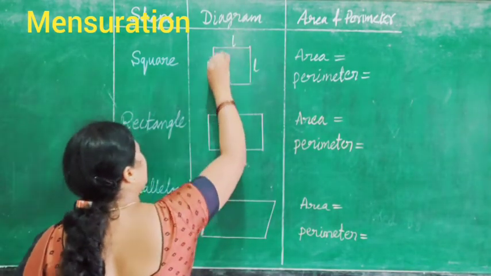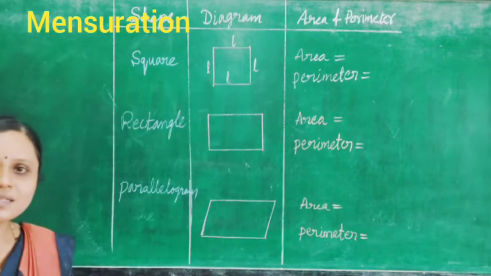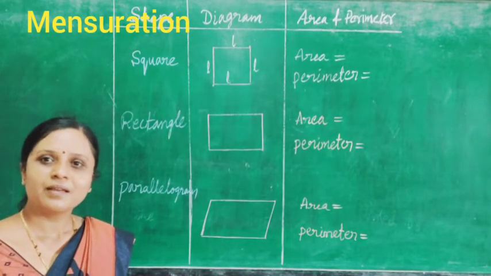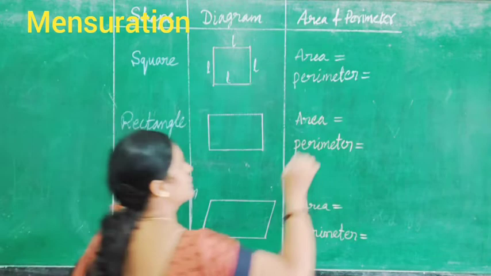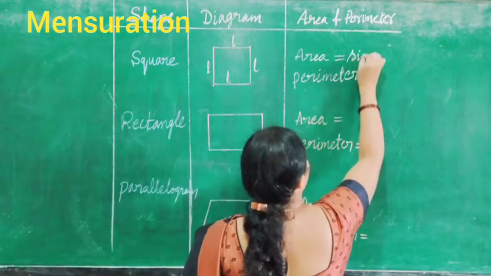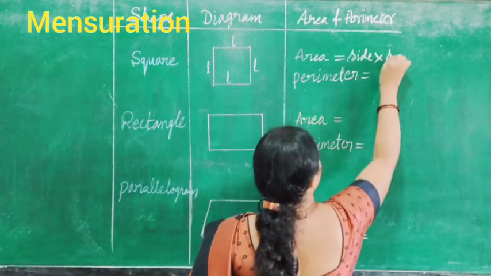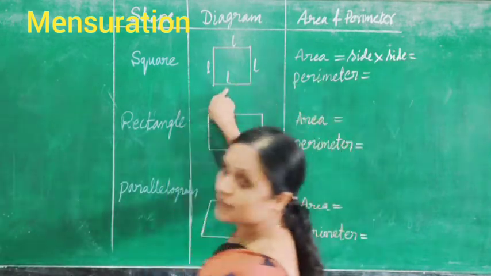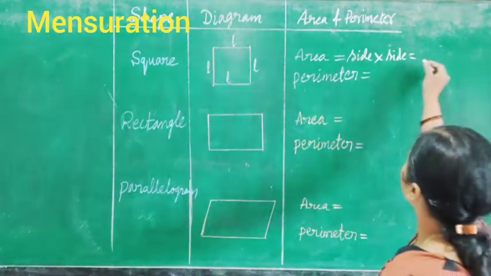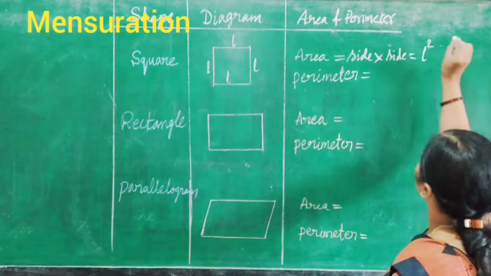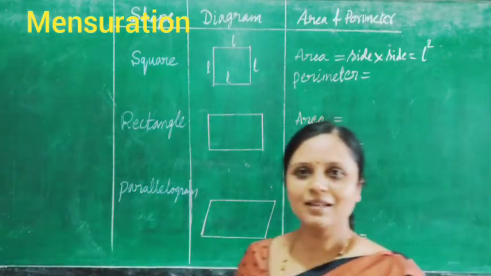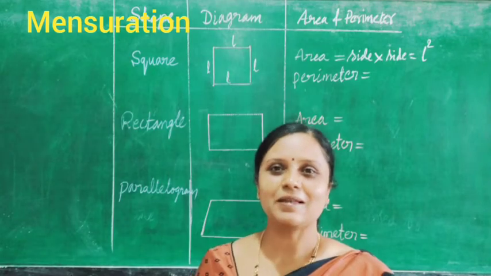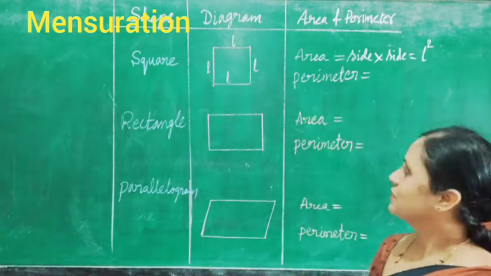Okay. So now tell me, what is its area? Area of the square is side into side. That means here the side is L. So L into L, L square. L into L, that is length into length, is L square.